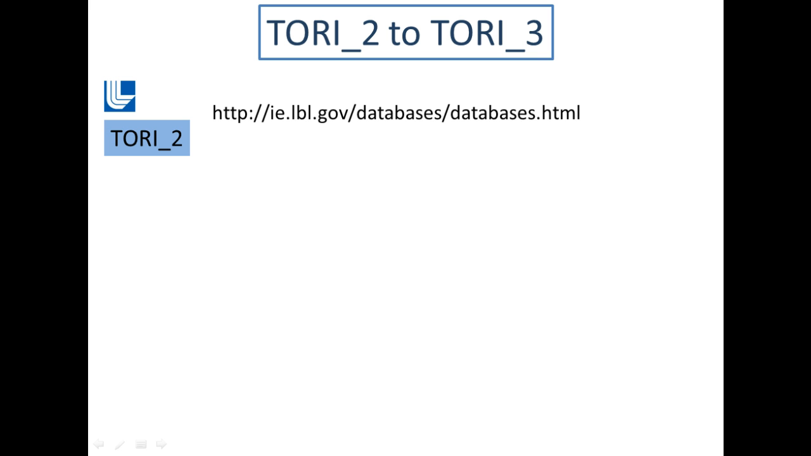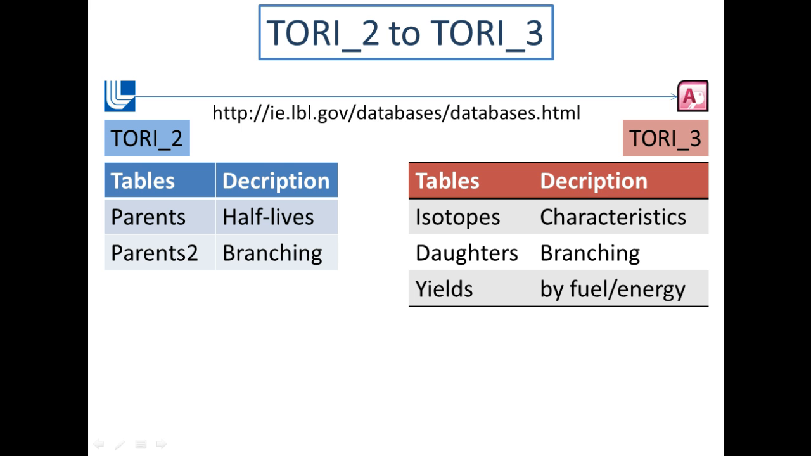The Tori2 database MDB file from Lawrence Livermore Lab can be loaded directly into Access. We don't need all of it, and it doesn't have all the data we need. The Tori2 table that characterizes each isotope in terms of its atomic number or element, atomic weight, metastable state, and half-life is called parents. I renamed it isotopes. The parents 2 table describes the decay modes and branching ratios for each isotope. I renamed that daughters.